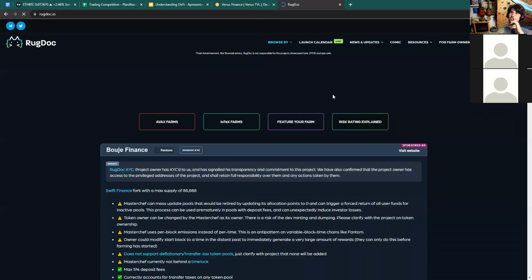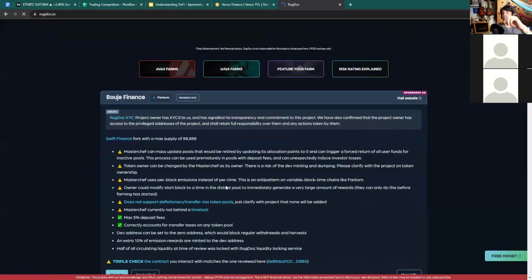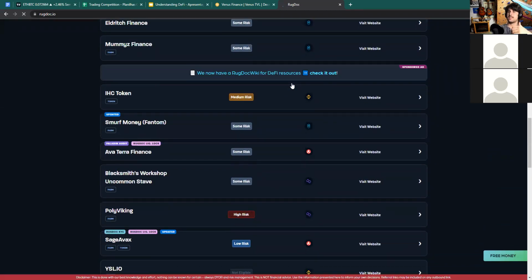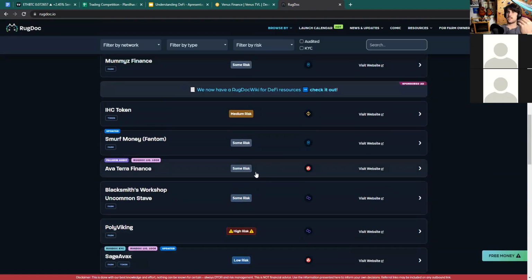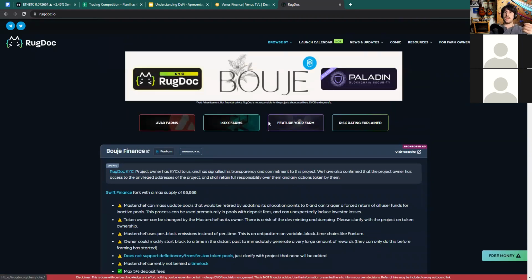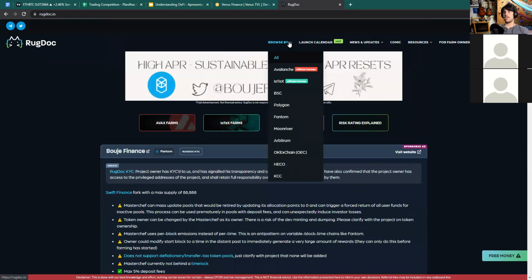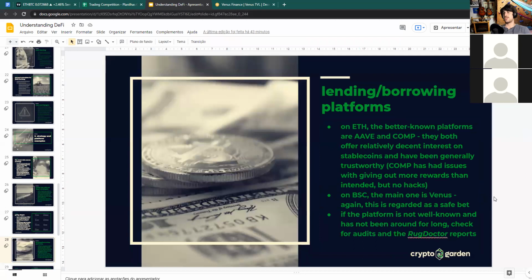Yeah, here, rugdoc.io. So you can check for every project, not everyone, but they have covered a lot of projects and done a full report on it, with high risk, low risk, some risk, medium risk on many different platforms. So AVAX, IOTAX, many different blockchains. Okay. And it is a pretty interesting resource, especially if it hasn't been audited on CertiK and you want to take that risk, right?